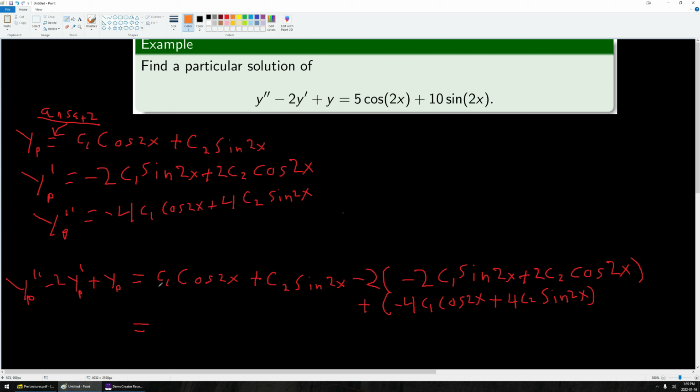We can simply note that the cosine terms will have the C1 from here, nothing from this term. Over here, we're going to get a minus 4C2, and then we're going to get a minus 4C1. So if we put all this together, I'm going to have a minus 3C1 minus 4C2. All of this will be multiplied by my cosine of 2x term.